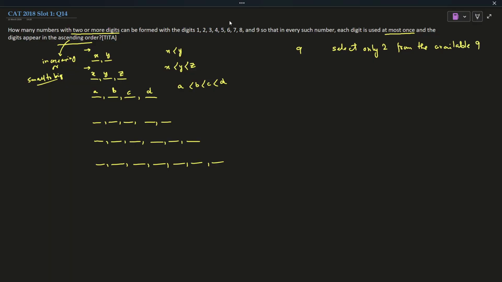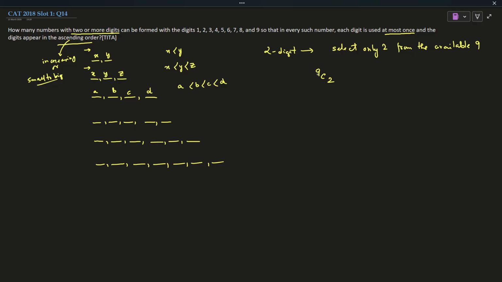from the available 9, right? For a 2-digit number, select only 2 digits from the available 9 digits. And in how many ways can you select 2 digits? The number of ways of selecting 2 digits from 9 distinct digits is given by 9C2. 9C2, right? You have 9 available digits.